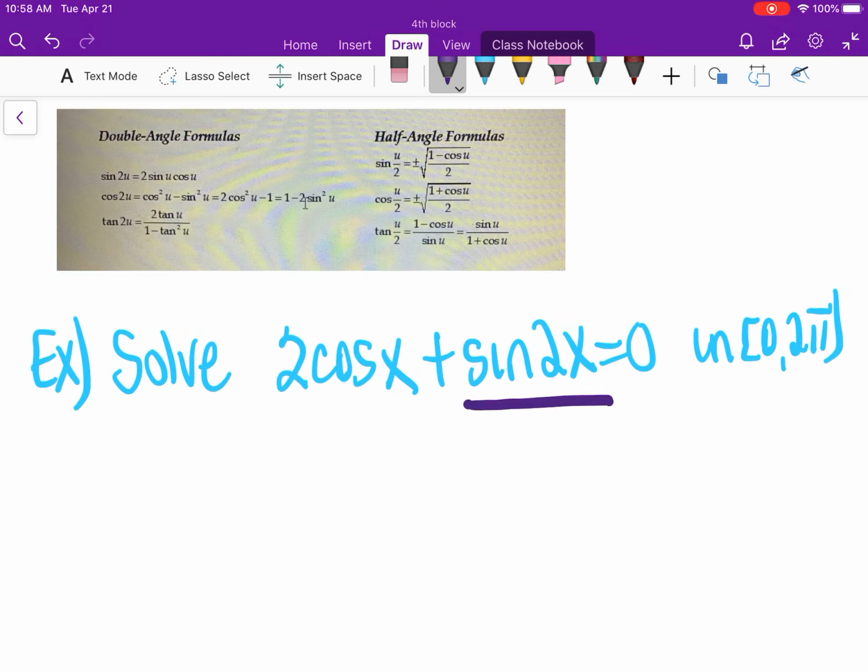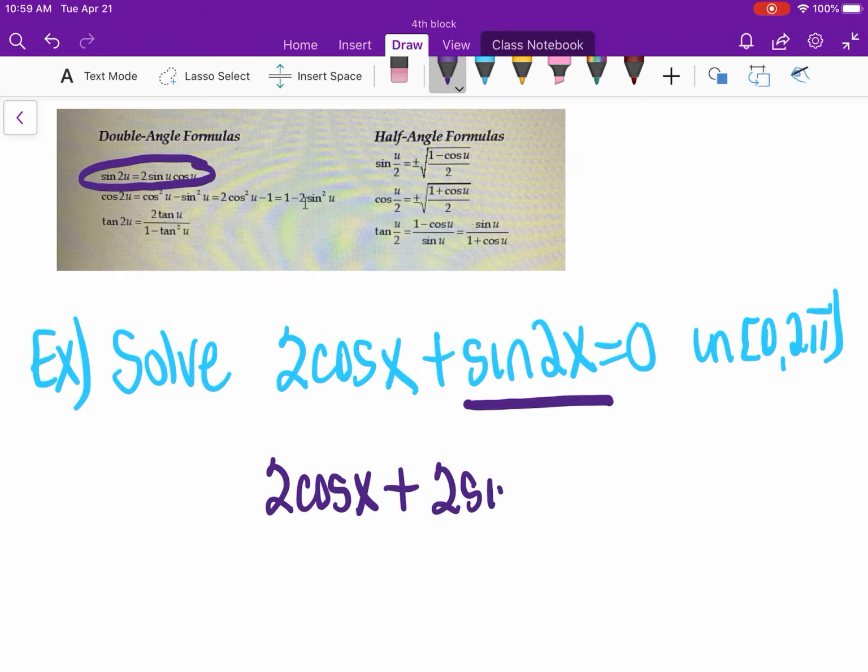Now, to start here, the first thing I'm noticing is that's my double angle. So I'm going to take that formula for sine of 2u and use that here. So that makes this equation 2 cosine x plus 2 sine x cosine x equals 0.